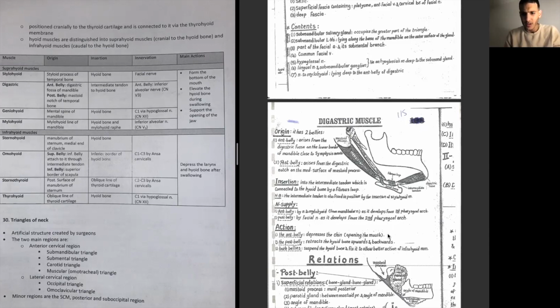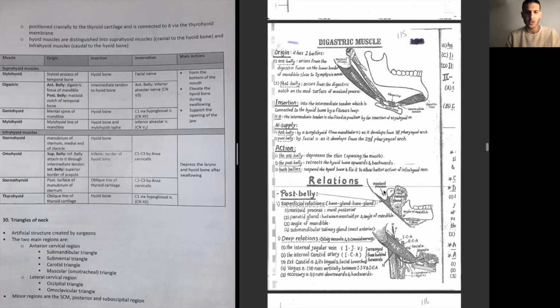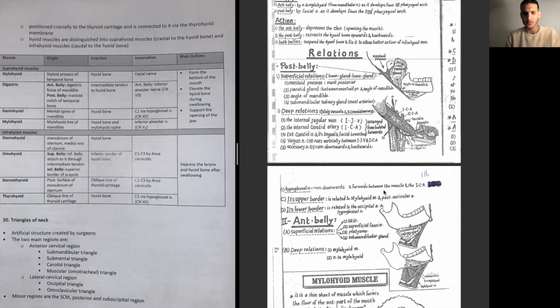The actions: the anterior belly depresses the chin, the posterior belly retracts the hyoid bone upwards and backwards. Both bellies suspend the hyoid bone and fix it to allow better action on the infrahyoid muscles. So this is the digastric muscle relations. You can go over it on your own.